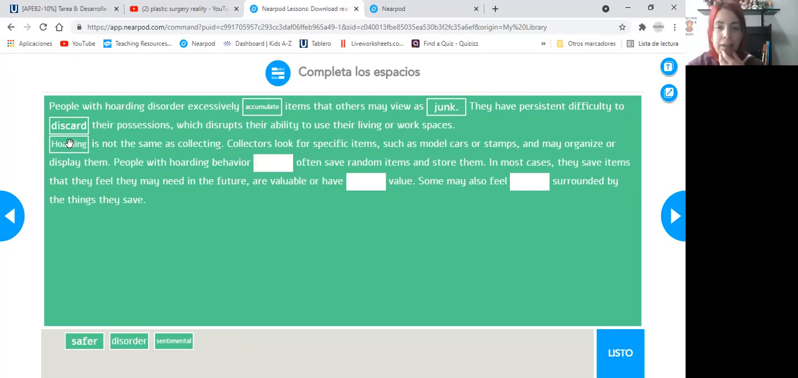Collectors look for specific items, such as model cars or stamps, and may organize or display them. Organize. People with hoarding behavior, safer, disorder, or sentimental? You got it, Ian. Disorder. People with hoarding disorder often save random items and store them. Do you know what's a store? It's not a shop. No, it's not a shop. Just keep, okay? Keep. They keep these items exactly.